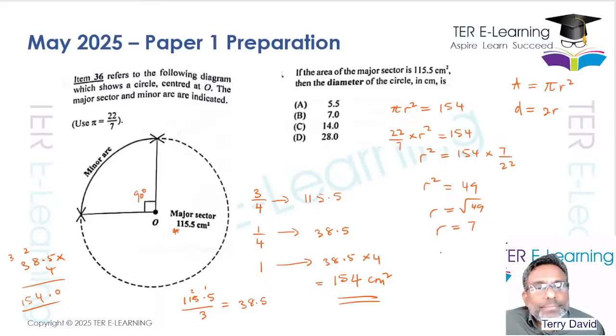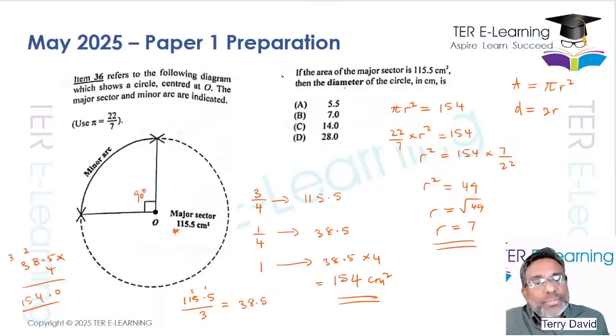Right? Now, is it looking correct there, or something looking wrong here? Looking kind of iffy. Right, let me just double check this here. Okay. 115.5 divided by 3 over 4 is 154. 154 by 7 over 22, you get 49. Alright, so the radius is that. Yeah, okay, so the radius is 7.